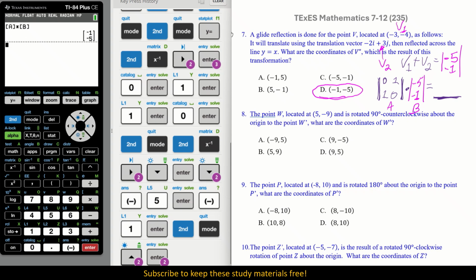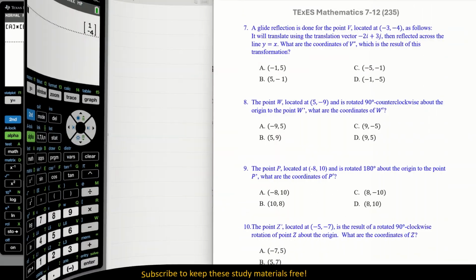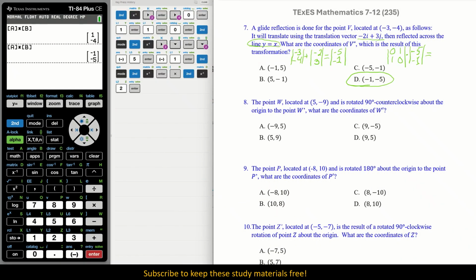All right, so now let's move on. Number 8. The point W is located at 5, -9, and is rotated 90 degrees counterclockwise about the origin to point W prime. What are the coordinates of this point W prime?